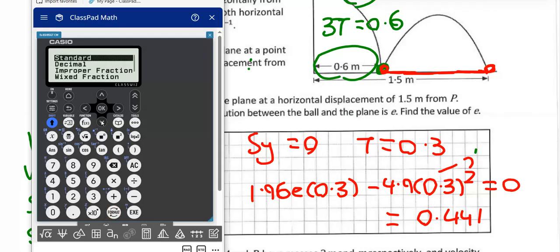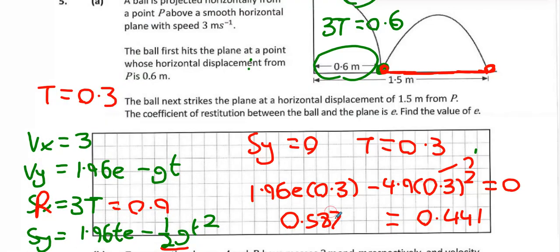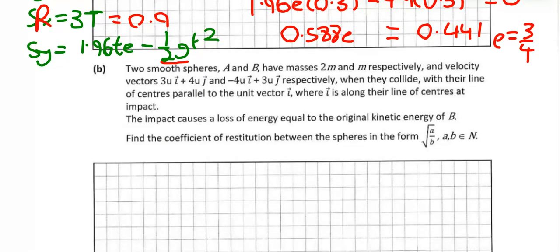Right, so 0.588. What happens when you divide the two of them by each other? 3/4? Yeah. We cool with that, guys? 3/4. Alright, do you want to go for the big boy?